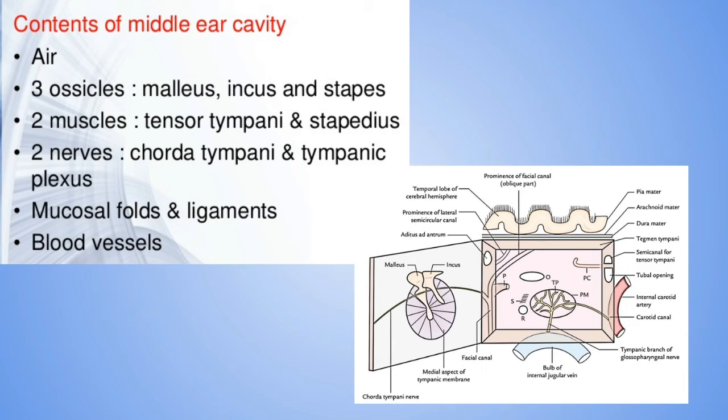Next is about the contents of the middle ear cavity. The middle ear contains, as you can see in the diagram, six to seven things. First of all, there are three small bones or ossicles, namely the malleus, incus and stapes. The upper half of the malleus and the greater part of the incus lie in the epitympanic recess. Next are the joints between the ear ossicles. There are two muscles, namely the tensor tympani and the stapedius muscle, vessels supplying and draining the middle ear, the nerves, that is the chorda tympani and the tympanic plexus, and also of course the air.